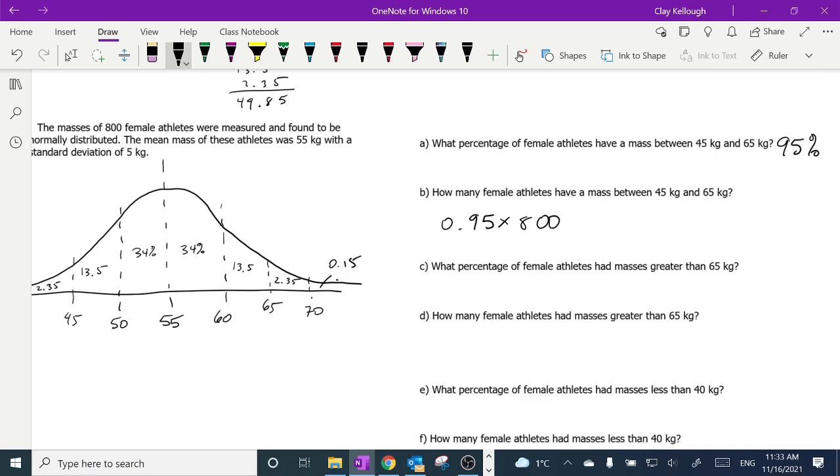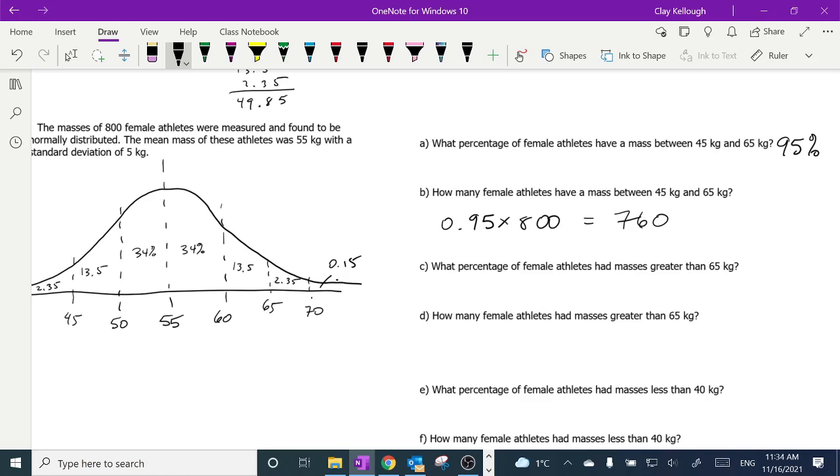800. Can we do this in our head? No, we better grab a calculator. 0.95 times 800, we probably could. 10% would be 80, so 5% would be 40. Take 40 away from 800, 760 athletes.